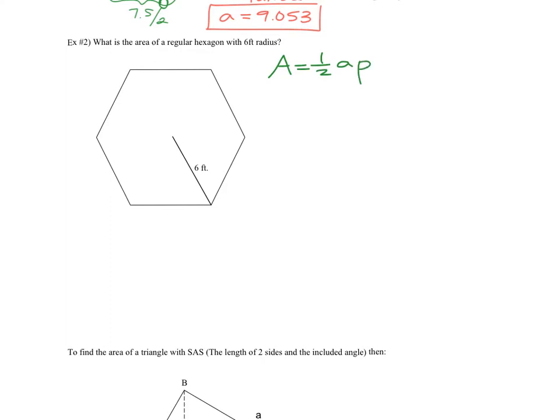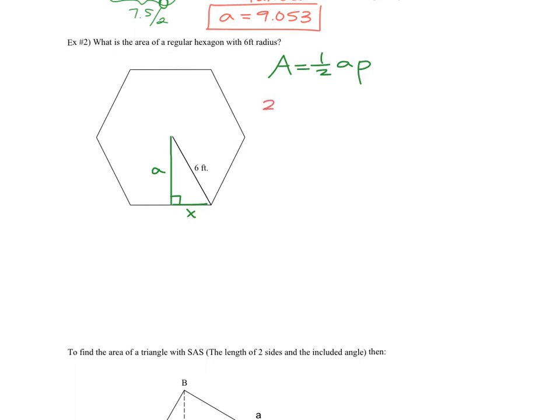So we need an apothem and we need a perimeter. We don't have either one of those right now. So we're gonna draw in our apothem here. And I'm just gonna call this side X for now, because we do need to find that so that we can find the perimeter. And then we need to solve for A and solve for X. What's the first thing you need to do?